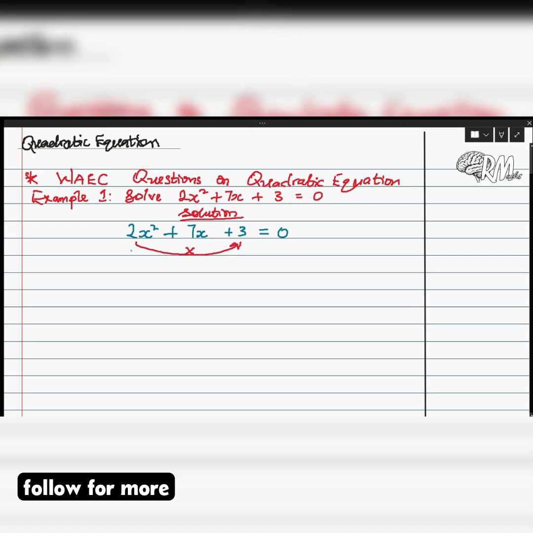Then I will just rewrite the question again, still putting that 2. So I have 2x squared plus 7x plus 2 times 3, which is 6, equals 0. Now the next thing, I can now factorize it. So I'm going to look for two numbers, just like how we have been doing, whose product is 6 and the sum is 7.